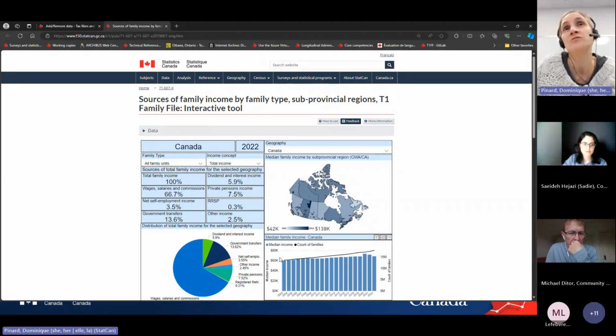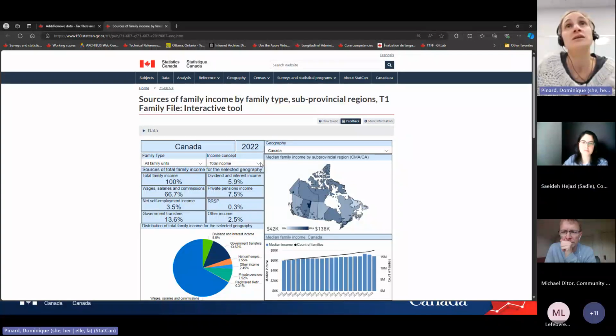But if you look at the graph on the far bottom right, it goes over time, so 2000 to 2022, and you can see this is in constant dollars, and you can see the evolution of the count of families in Canada and their median income. So see how in 2020 we had a little increase in income, so definitely was more related to government transfers in that year, and now we're kind of going back to a similar situation than we had prior to the pandemic.